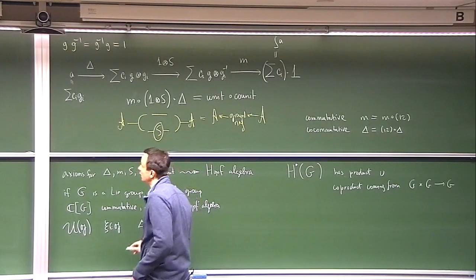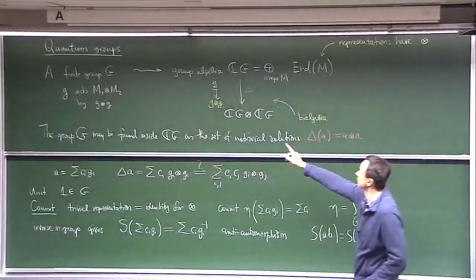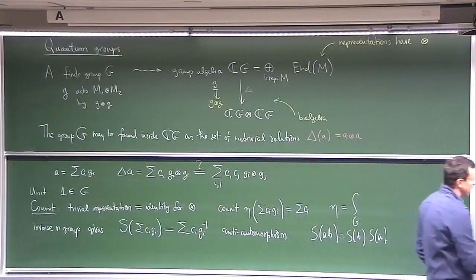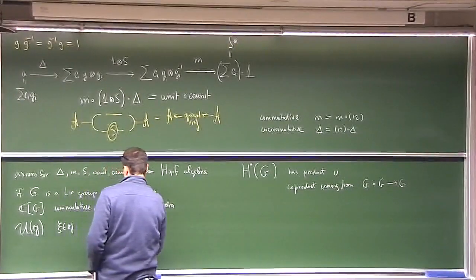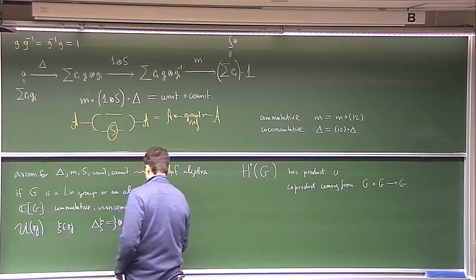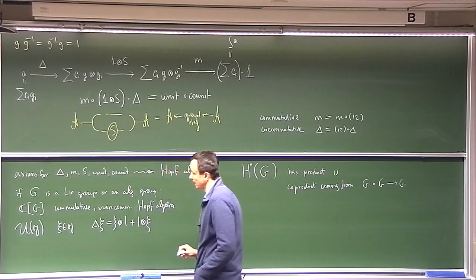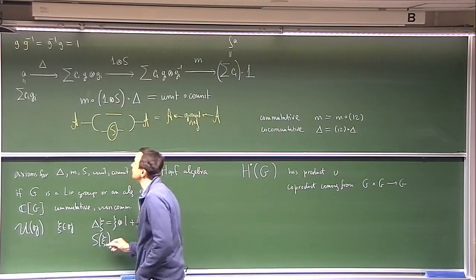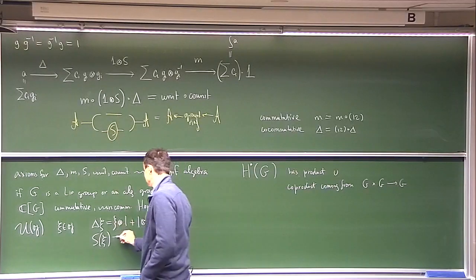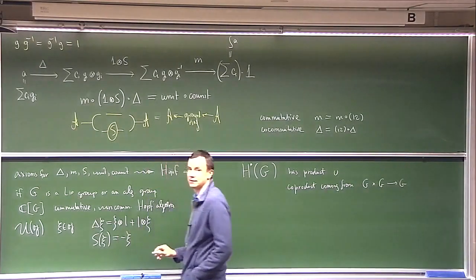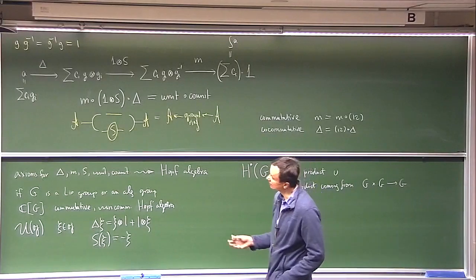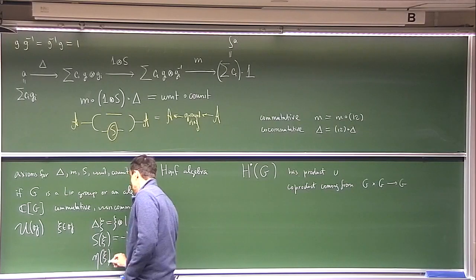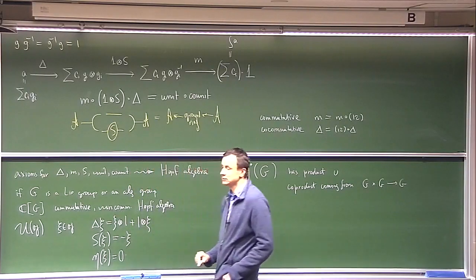a psi here, I define its co-product by the infinitesimal version of this relation. If I take this relation and I differentiate it at g equals 1, by the Leibniz rule, I'm going to get this. And then the antipode is the derivative of inverse, which is minus. And the action of any psi in the trivial representation is zero.